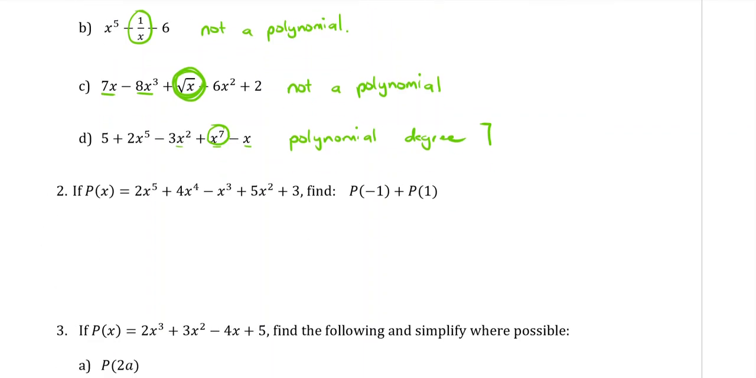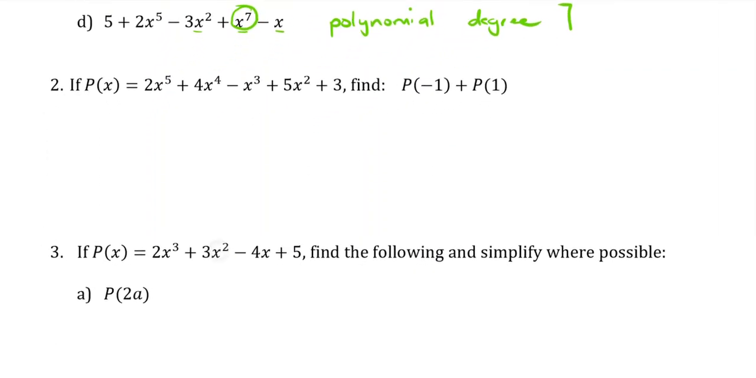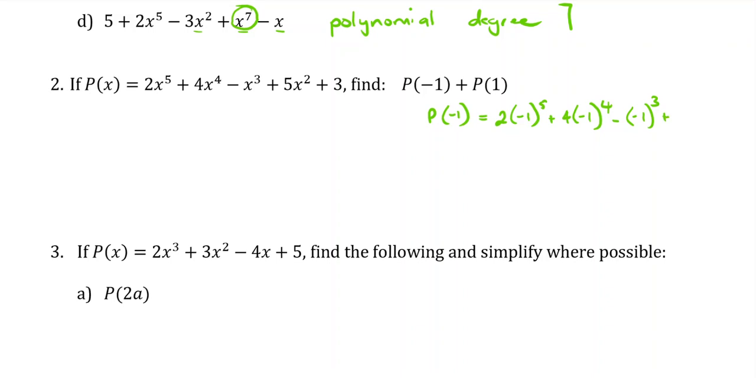Question 2. If p of x equals that big polynomial there, we want to find p of negative 1 plus p of 1. So let's do p of negative 1 first. We're going to find both of them, and then we will add them together. So p of negative 1, we're subbing negative 1 into the polynomial, so it'll be 2 lots of negative 1 to the power of 5, plus 4 lots of negative 1 to the 4, minus 1 to the 3, plus 5 lots of minus 1 squared, plus 3.